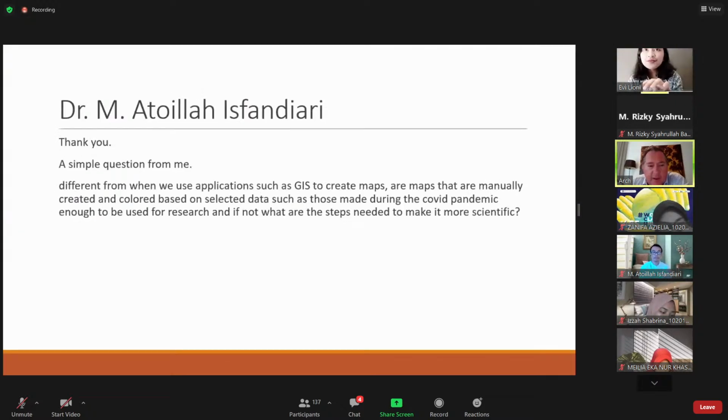Okay. So the first question came from Dr. Atuila. Different from when we use applications such as GIS, are maps that are manually created and colored based on selected data, such as those made during the COVID-19 pandemic, enough to be used for research, and if it's not enough, what are the steps needed to make it more scientific? Thank you so much. For the question, Professor Archie, you can answer the question.